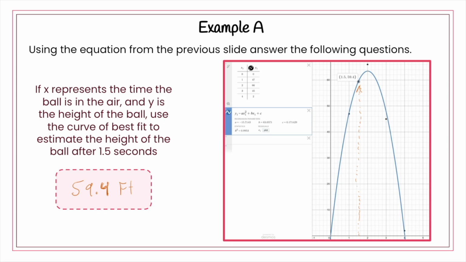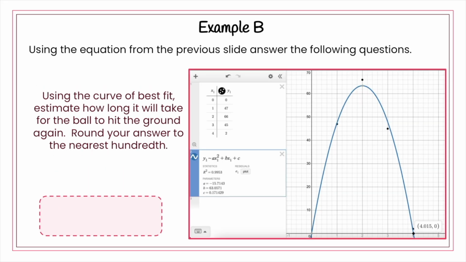Now let's take a look at the next example. It says, using the equation from the previous slide, answer the following questions. Using the curve of best fit, estimate how long it will take for the ball to hit the ground again. Round your answer to the nearest hundredth. So again, if we're looking for the ball to be hitting the ground, it's going to be coming down where our line is going to be on the ground, or in this case, our x-axis. So we can see the ball goes up and down, and it's going to be very close to 4 if we're looking at our graph, but it's not going to be exactly 4.